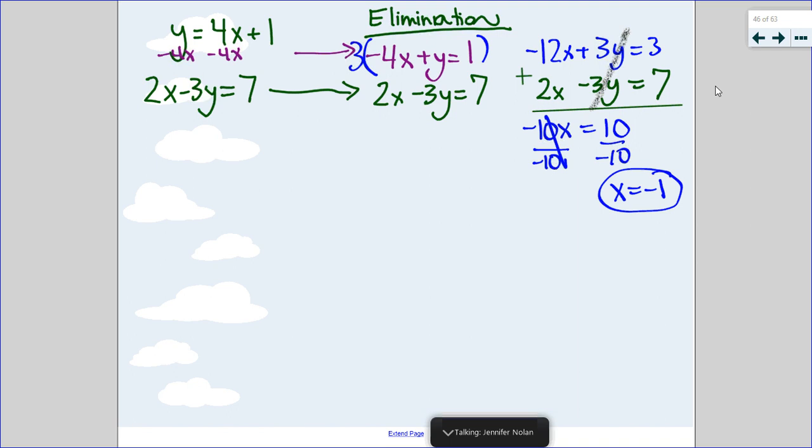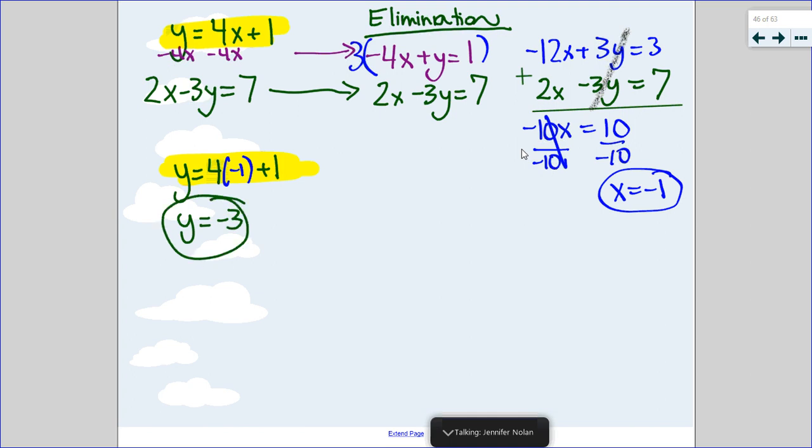Now to solve, you can plug x equals negative 1 into any of these equations and solve for y. Doesn't matter which one it is. It can be one you manipulated, it could be one you multiplied by, or it could be an original one. Personally, I find this one to be the easiest to find y with. So I'm going to plug x equals negative 1 into that equation. So y equals 4, but I know x is negative 1, so I'm going to plug that in. 4 times negative 1 plus 1. So y is going to be negative 3.